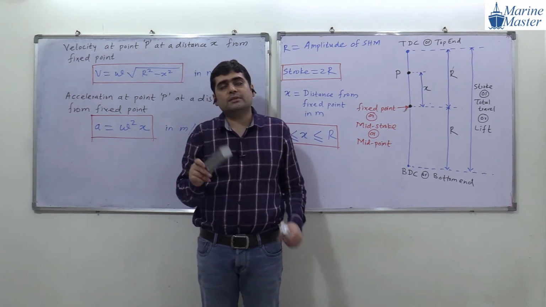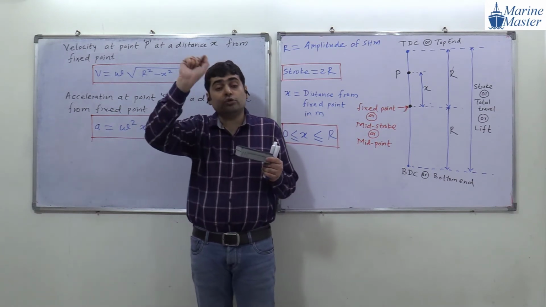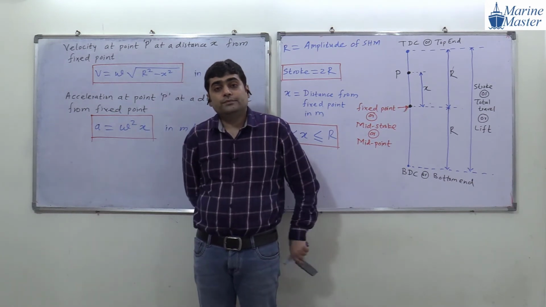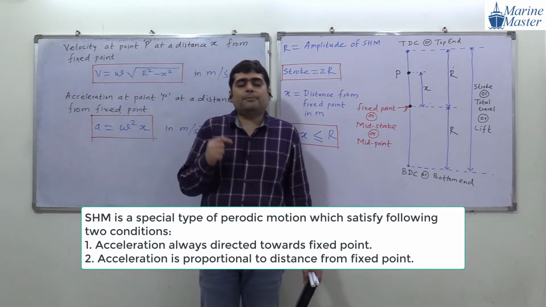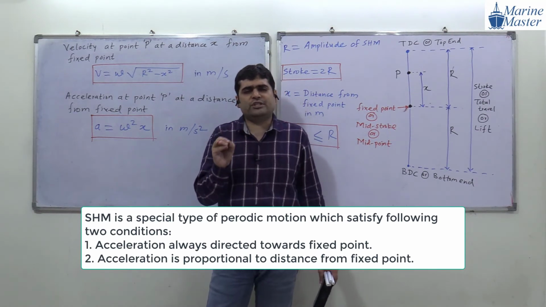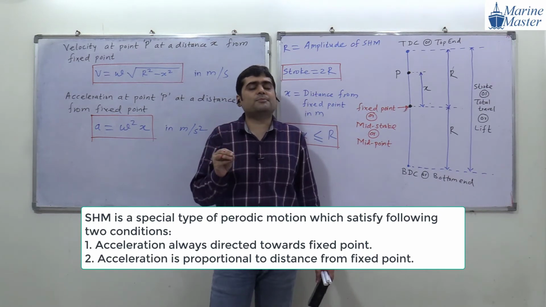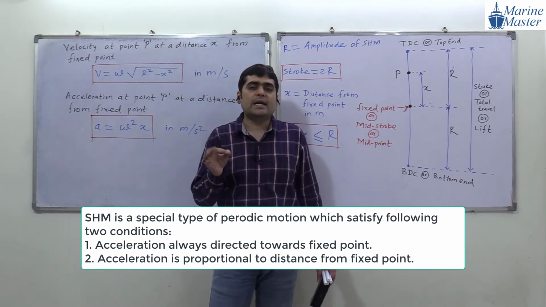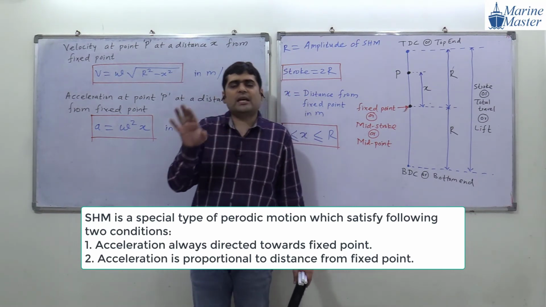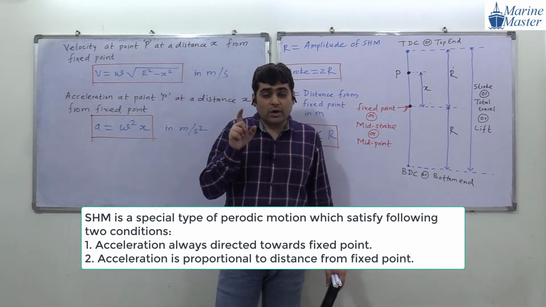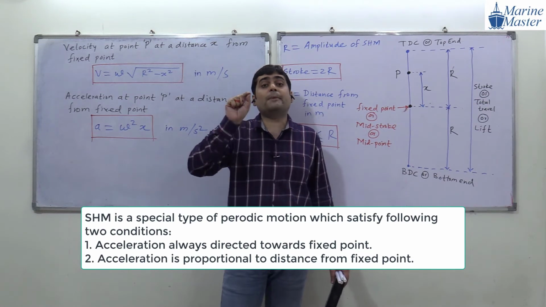Now, everyone, please go to our second note. Go through the first definition of simple harmonic motion. The first point of this chapter: simple harmonic motion is a special type of periodic motion which satisfies the following two conditions. Condition number one is that acceleration is always directed towards the fixed point. During numericals, I will explain this condition. The second condition is that acceleration is proportional to the distance from a fixed point.